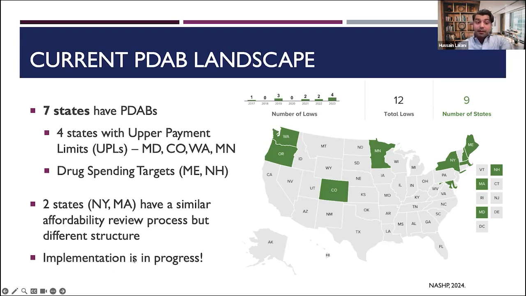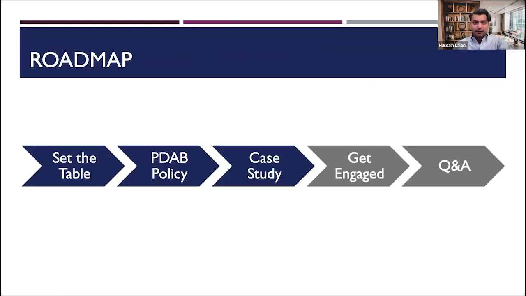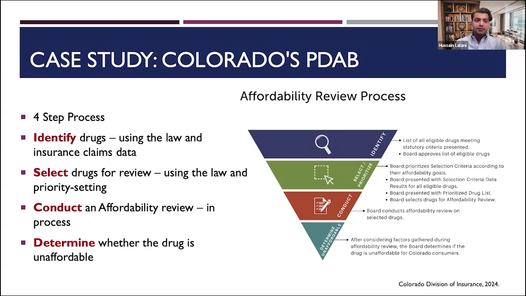And the big picture is that the implementation of these types of laws is really in progress. And we're going to talk a little bit more about that now. So let's dive into our case study. For the purpose of tonight, we're going to use Colorado's PDAB as a case study to understand how this can work in one specific state. Now, Colorado is a state that I helped advise, and it's also a state that is the farthest along in this process. As a result, it's the one that we can learn perhaps the most from at the moment.